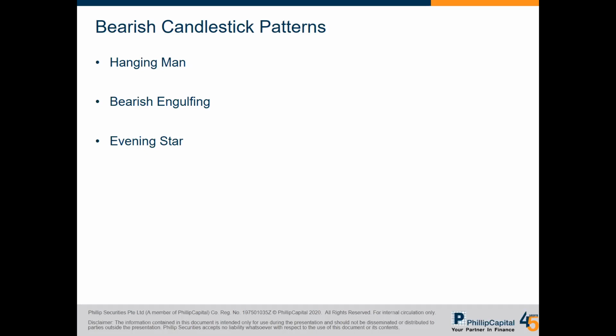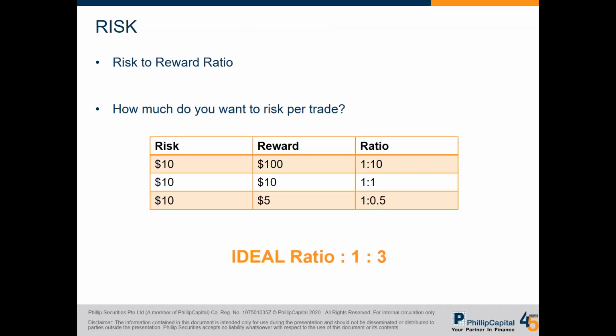Now let's move on to the risk side. Next we have the risk. The risk is more like a risk to reward ratio. So how much does the trader want to earn for every dollar they risk for the trade? Definitely we want to risk the least to earn the maximum reward.